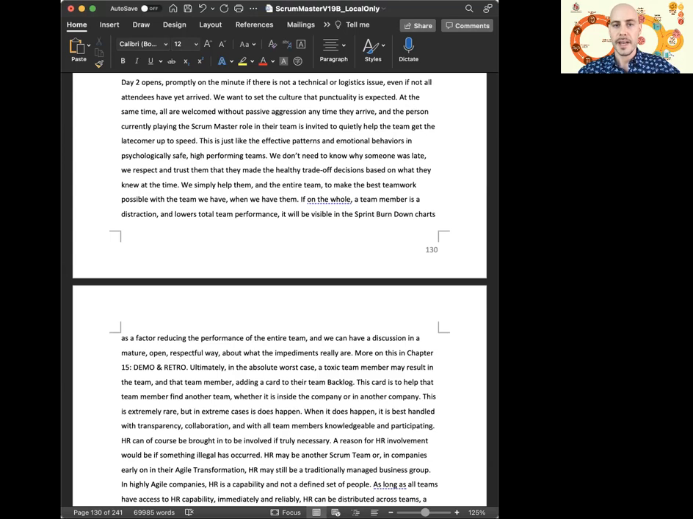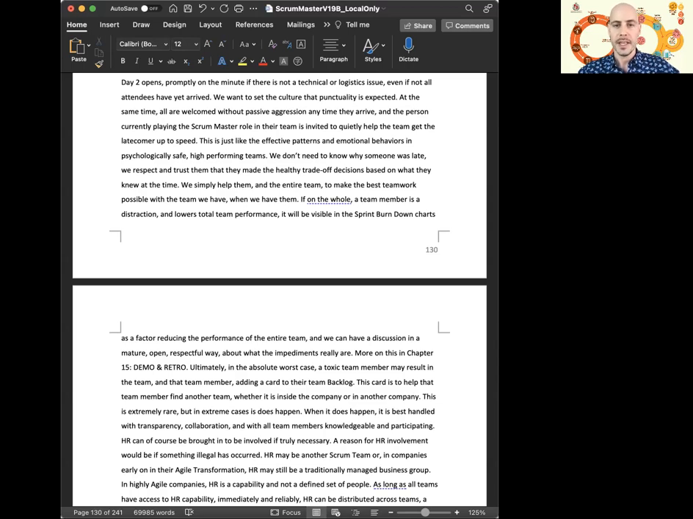This is just like the effective patterns and emotional behaviors in psychologically safe, high-performing teams. We don't need to know why someone was late. We respect and trust them that they made the healthy trade-off decisions based on what they knew at the time. We simply help them and the entire team to make the best teamwork possible with the team we have when we have them.